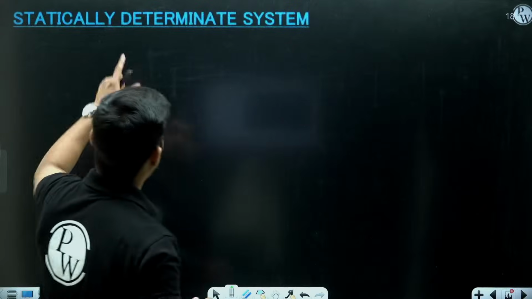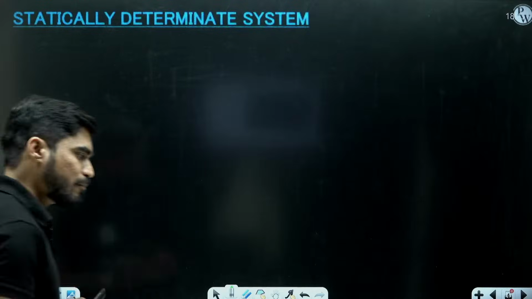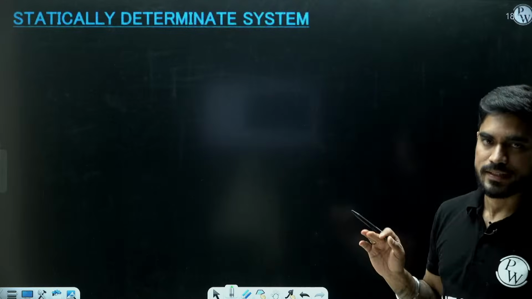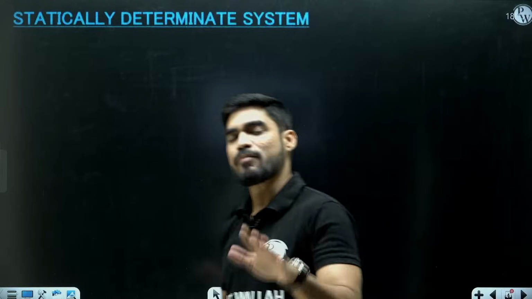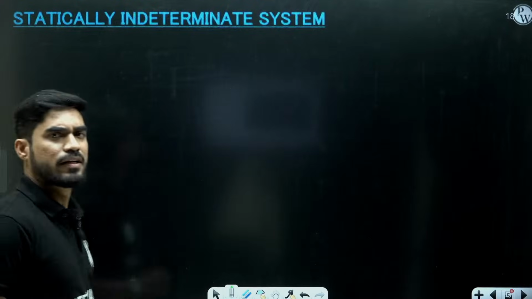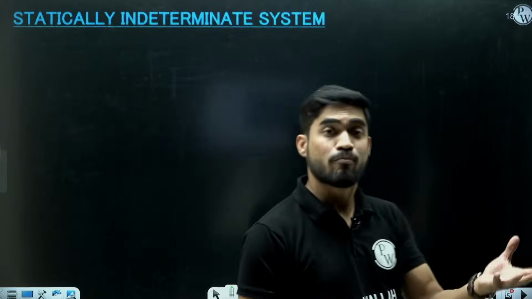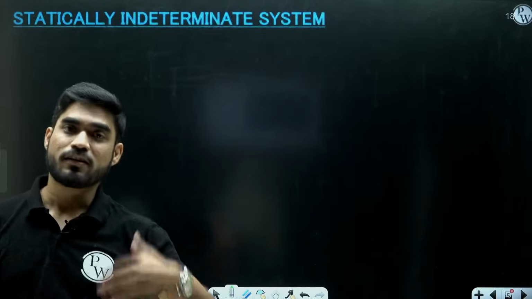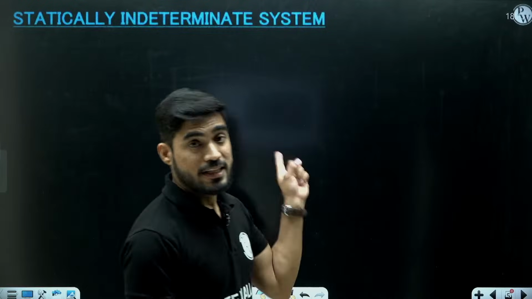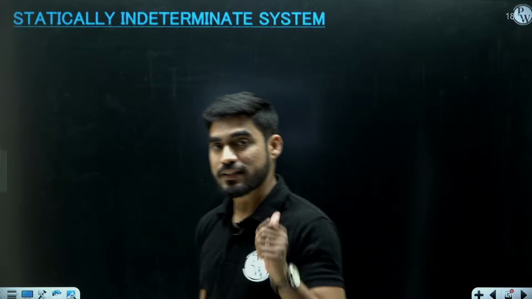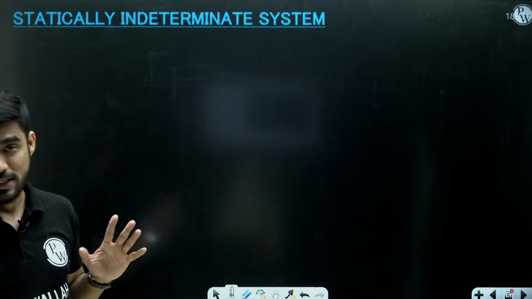Then we saw the statically determinate system. A statically determinate system means the number of equilibrium equations is equal to the number of unknown forces, so you can determine the unknowns by applying equilibrium equations. An indeterminate system means the number of unknown forces is more than the equilibrium equations. So in these problems we need to use extra equations. These problems we do not deal with in engineering mechanics; we deal with these questions in strength of materials.